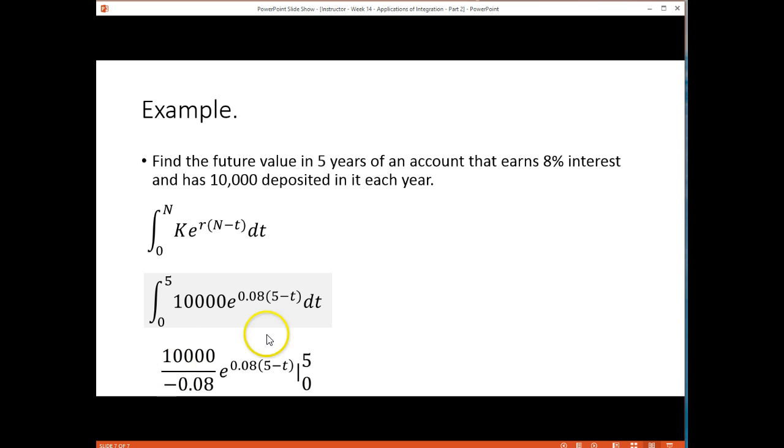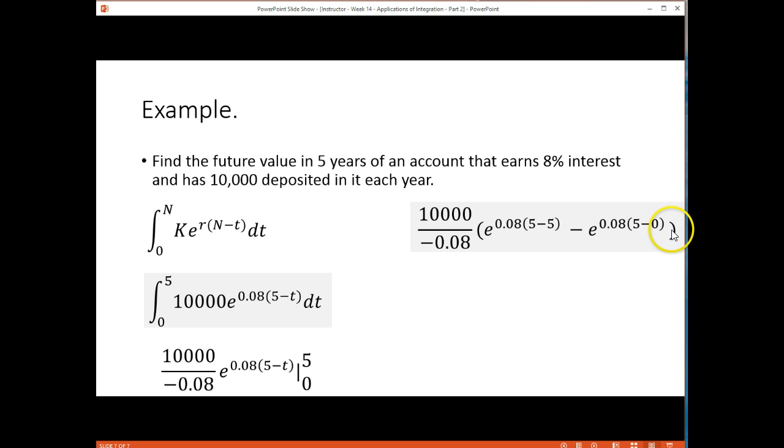Now this becomes the standard integral for us when we have our evaluation. We need to evaluate first at 5, and then 0, and then take their difference. I'm going to leave this coefficient out front and not worry about it. I'm going to evaluate this at 5 and then at 0. When I evaluate this at 5, 5 minus 5 is simply 0. So anything to the 0, e to the 0 power is 1.